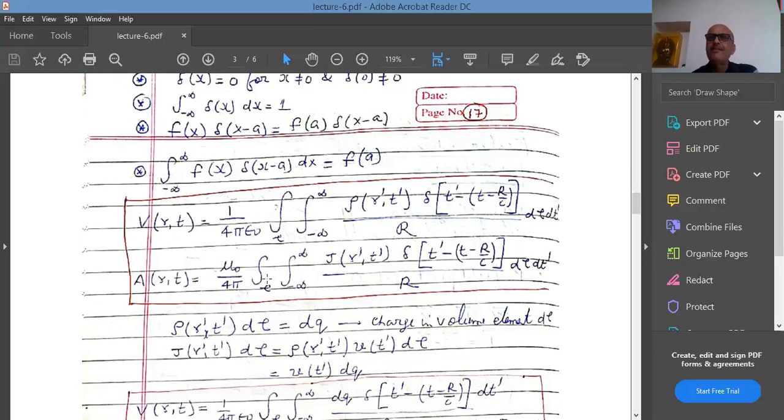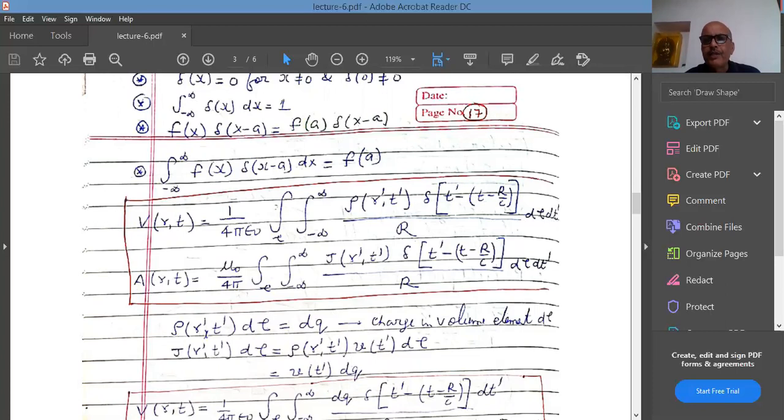The same thing has been done to write A also. A(r,t) is mu 0 upon 4 pi, again the integration over the volume, and now the integration over time between the limits minus infinity to plus infinity, J(r dash, t dash) and then delta of t dash minus t minus r over c, d tau dt dash, divided by R. So we have basically inserted a delta function into it without changing the equation. So now it has a double integral.